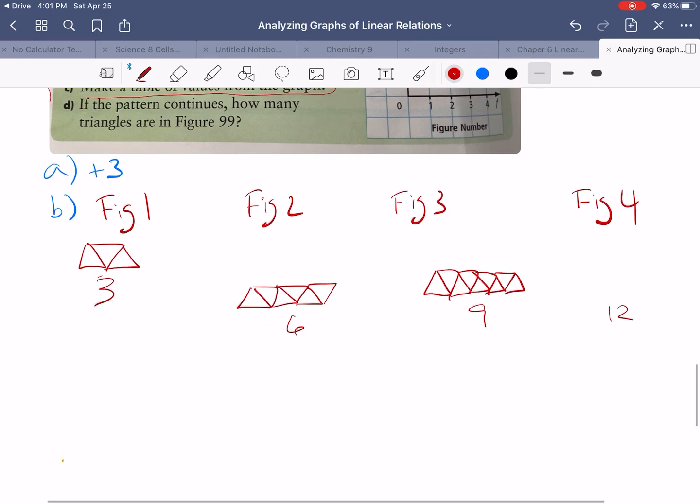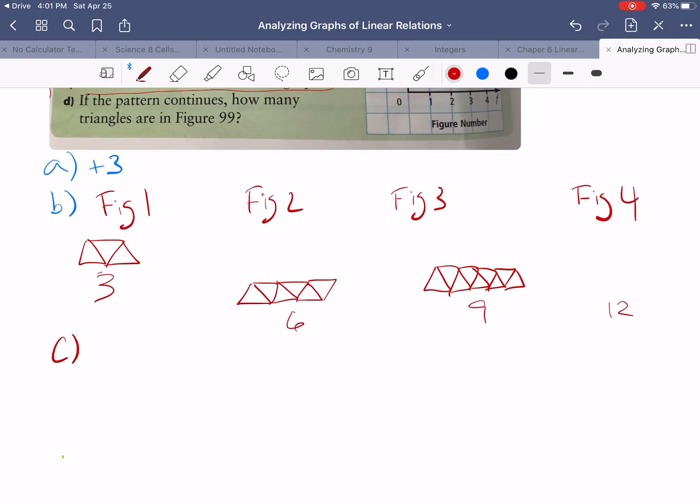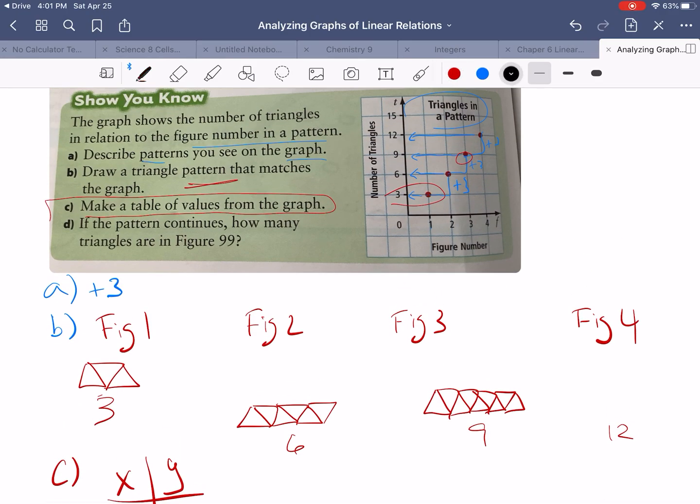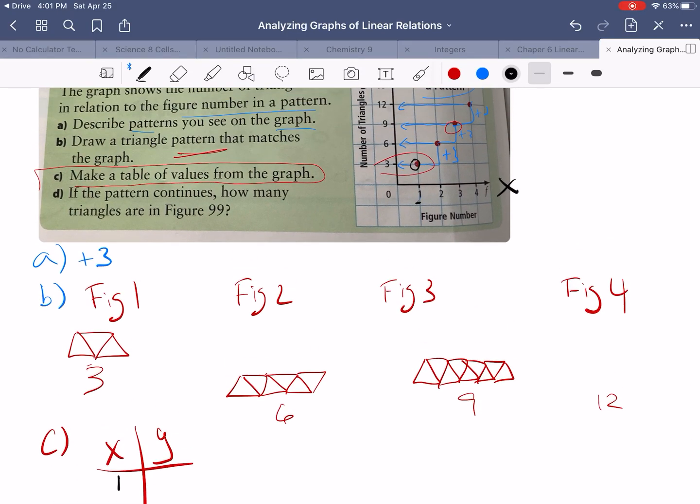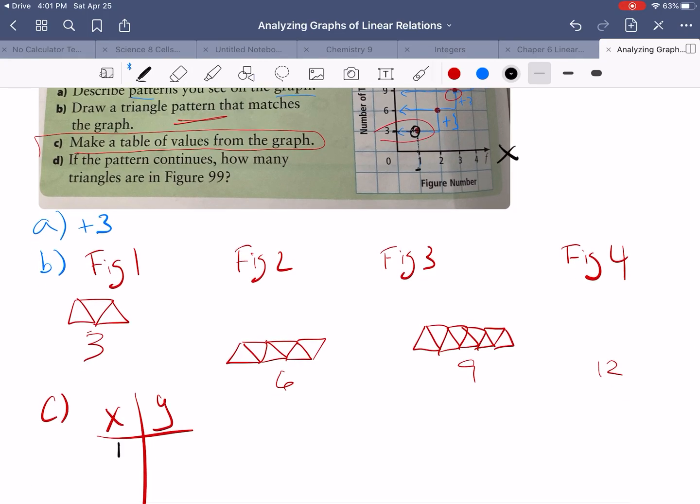Then it says, make a table of values from the graph. Okay, well, we've already talked a lot about that, and we definitely can do that, no problem. Remember that your x is always going first and your y always goes second, and we're going to draw the coordinates. So we start on the x-axis, and we go over to the 1, so that's our first number here, x is 1, and then we go up, and we hit our 3, so it looks like y is 3 there.